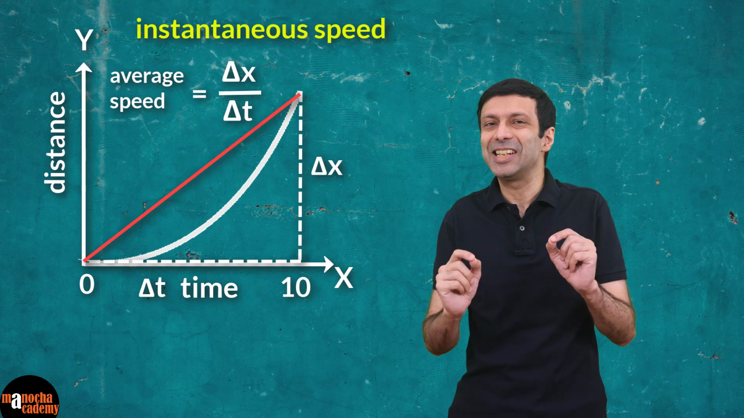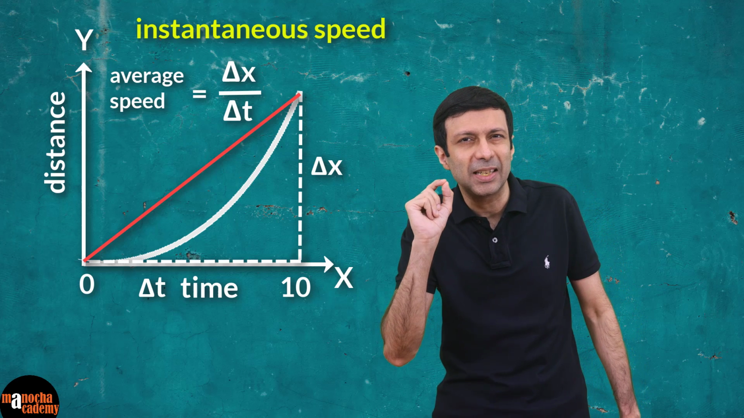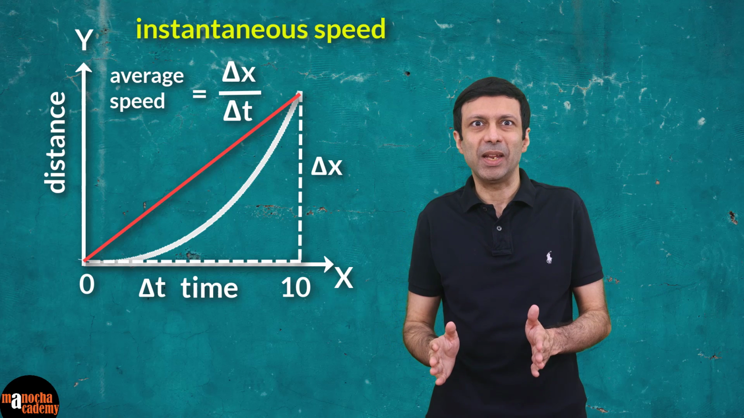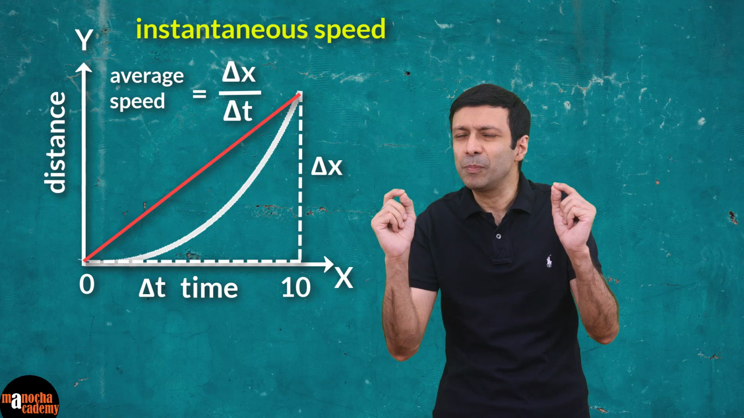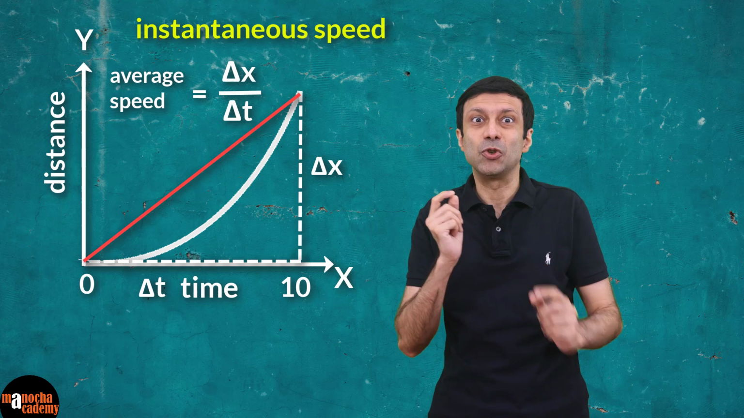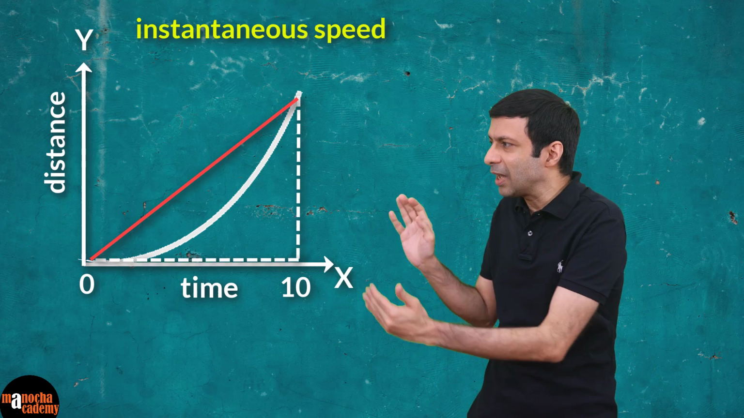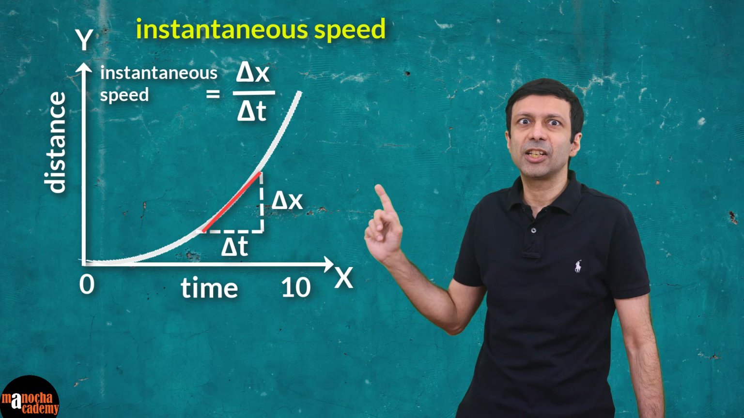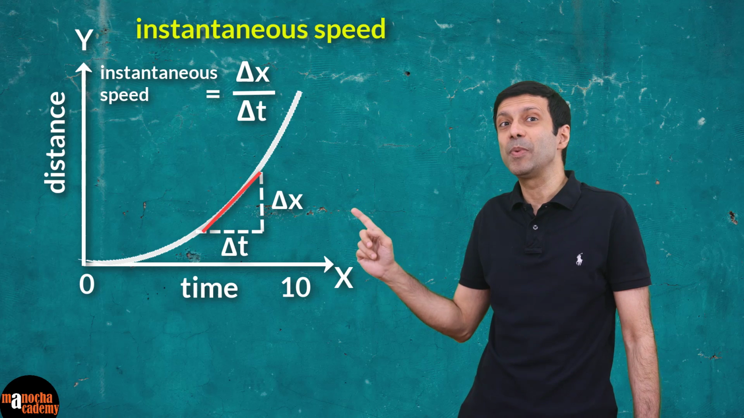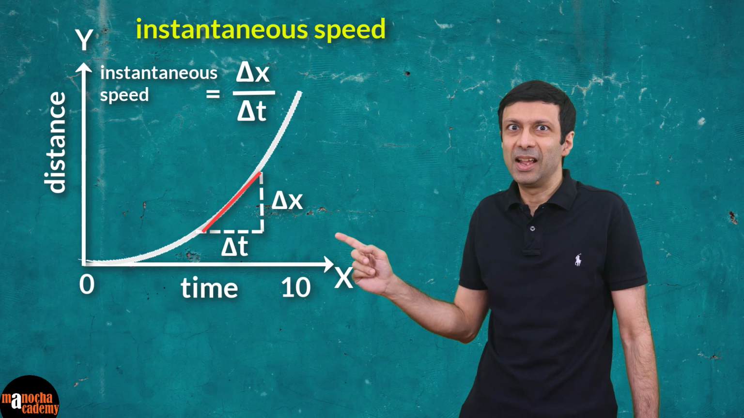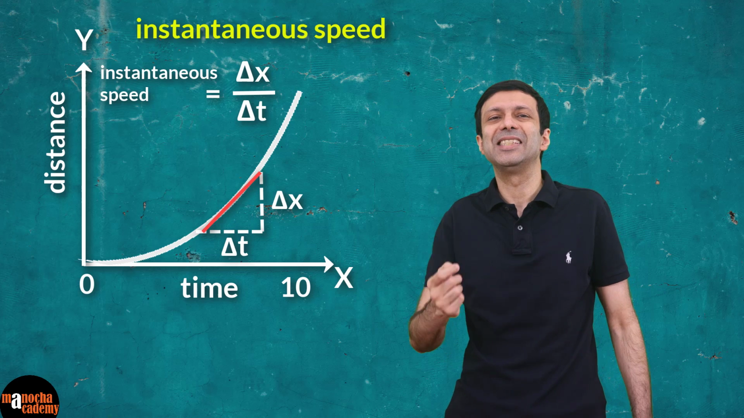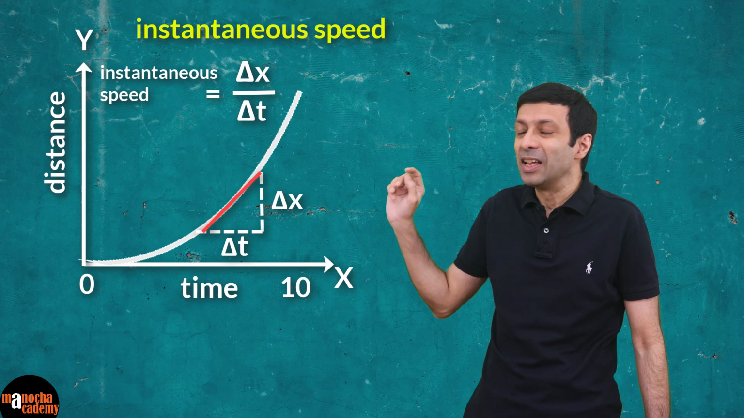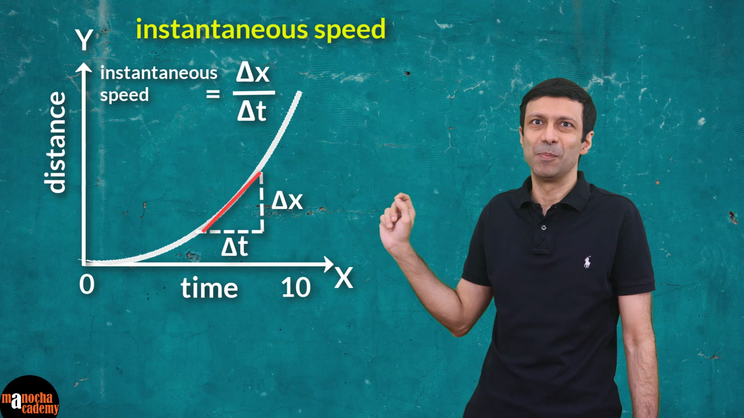Remember guys, instantaneous speed is the speed at a particular instant. So as we discussed, to calculate the instantaneous speed, the time interval delta t should be very small. And to make the time interval very small, we can bring t1 and t2 really close to each other. So the line that touches the graph at the point is going to be a tangent to the graph, right? And the slope of this tangent is the instantaneous speed. So that's how you will get the instantaneous speed: the slope of the tangent at a given point.